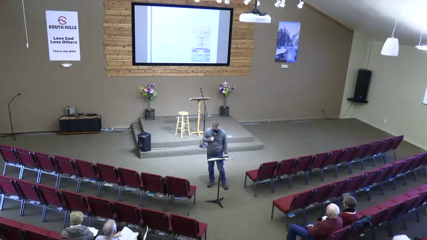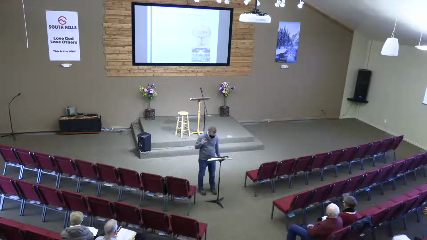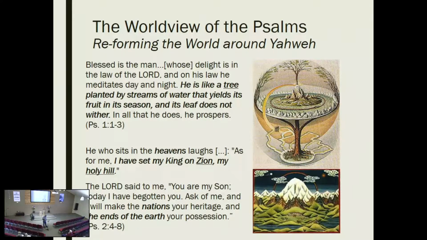So in Psalm 2, remember we just read this, why did the nations rage against the Lord and against his anointed? Well, in verse 4, he who sits in the heavens laughs. The Lord holds them in derision. Then he will speak to them in his wrath and terrify them in his fury, saying, as for me, I have set my king on Zion, which is a name for a hill in Jerusalem, my holy hill.